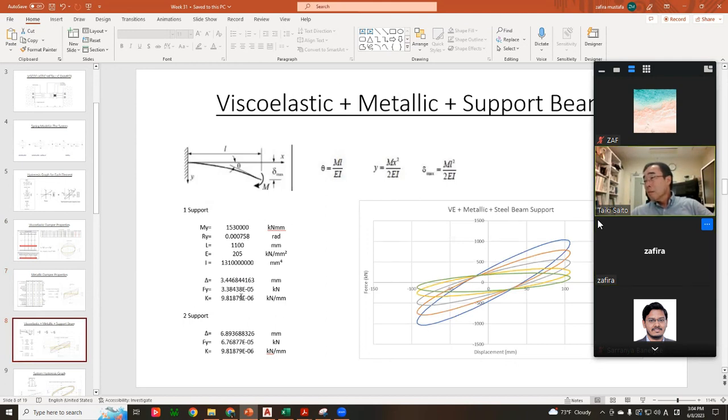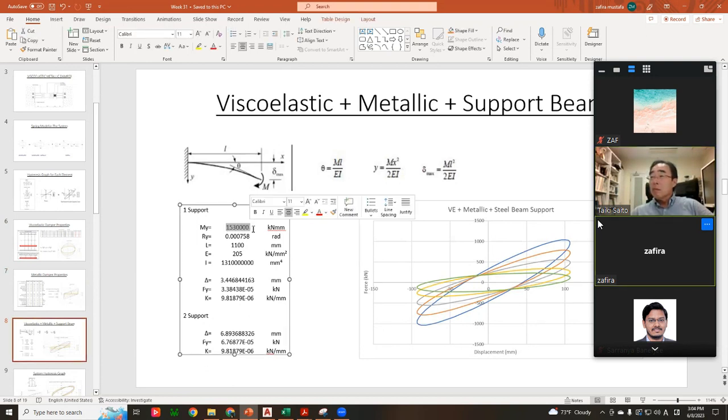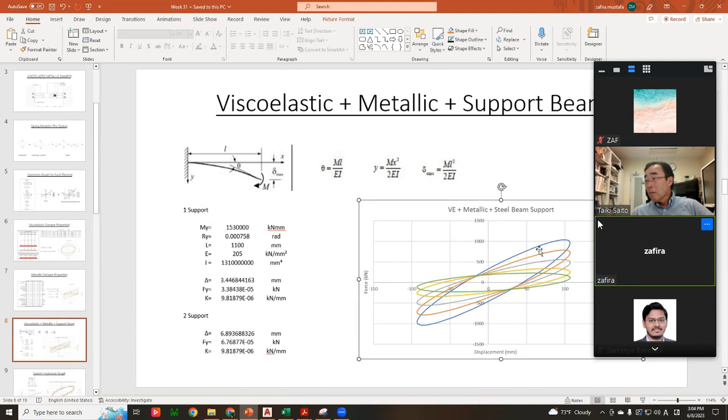So I calculated this, I got it from Stera 3D, and from here I can identify the stiffness for both beams, and then we can multiply with viscoelastic and metallic temper. So this is the hysteresis graph for the three elements.